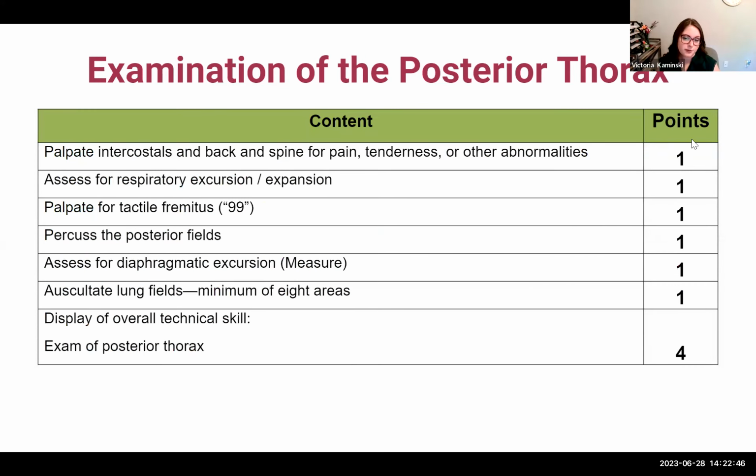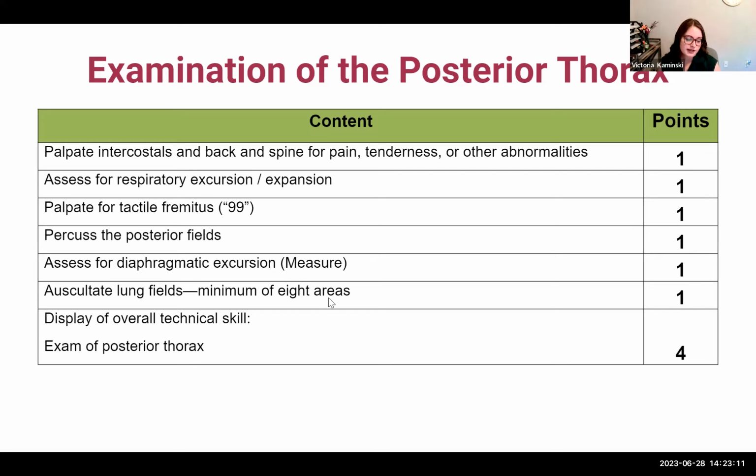Examination of the posterior thorax, or the back portion. So you're going to palpate the intercostals of the back and the spine for pain, tenderness, and abnormalities. Assessing for respiratory excursion and expansion, you're going to palpate for tactile fremitus, percuss the posterior fields, assessing for diaphragmatic excursion, and you're going to measure that. And again, these are going to be in your week 5 videos. This is just introducing you to the skill.